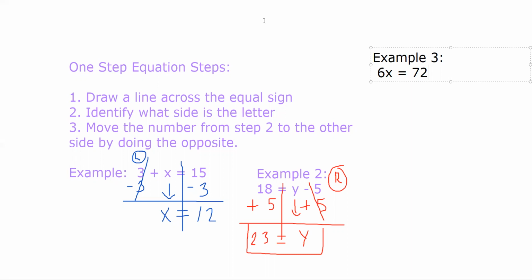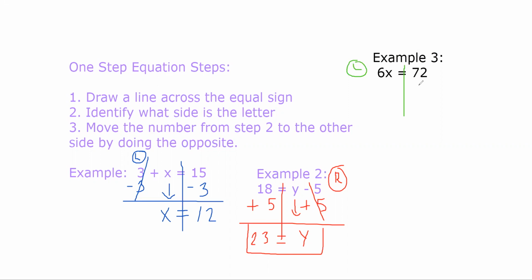So let me go on. The first thing that we're going to do is draw a line across the equal sign. So draw a line across the equal sign. The second thing is to identify what is our letter. In this case, our letter is on the left-hand side. So we're going to put an L and I'm circling. It helps us to identify what side our letter is. What do we need to get rid of? In this case, we have to get rid of that 6. That 6 has to go to the other side.